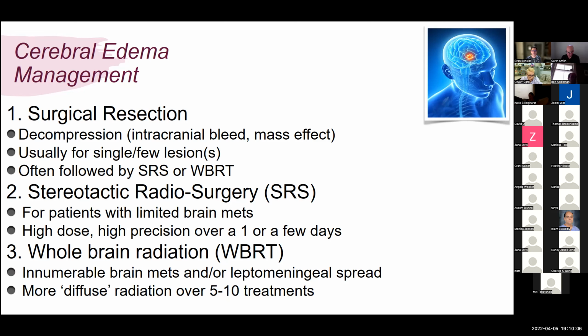And then there are, of course, the patients where both resection and stereotactic are not options. Usually those are patients who have innumerable brain mets, where there are too many to focus on, or they have leptomeningeal disease. And this is a more diffuse radiation, usually given over 5 to 10 treatments. Outcomes with whole brain radiation are much poorer. Survival benefits are lower. So this is why we always want to try and give patients the best potential options for responding and for the duration of that response.